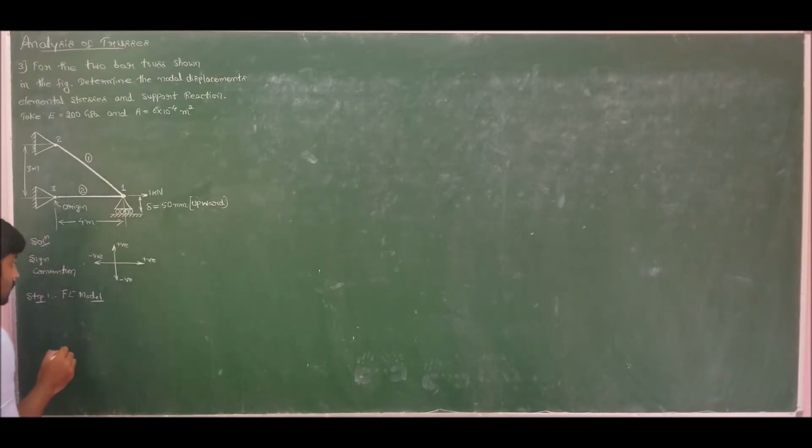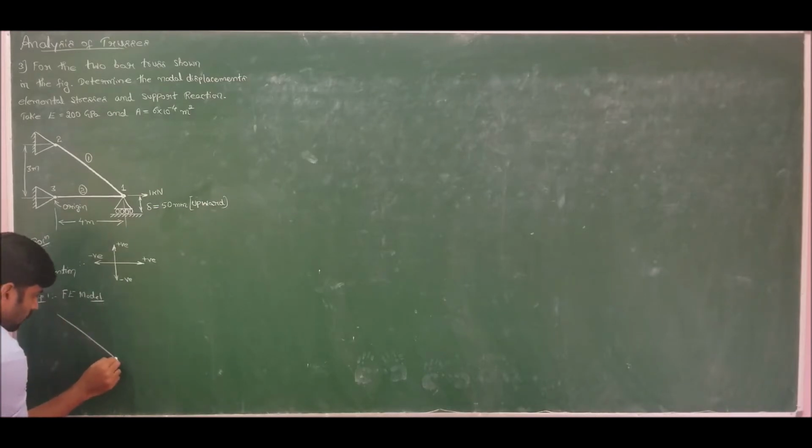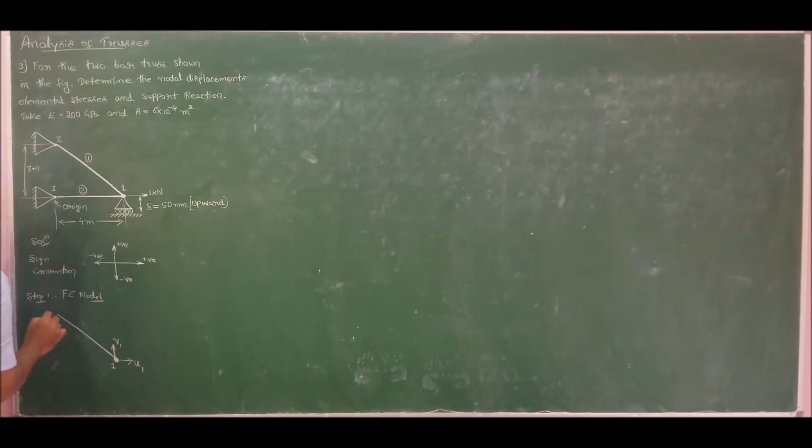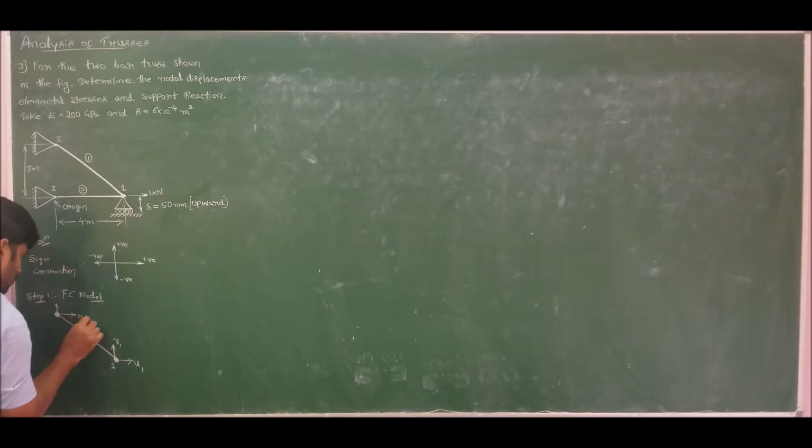So coming to the finite element model, the element 1 is like this, and the node numbers for element 1 are node number 1 and node number 2. Therefore, I should calculate u1 and v1. And coming to node number 2, since node number 2 is completely fixed, both u2 and v2 are 0. This is about element 1.